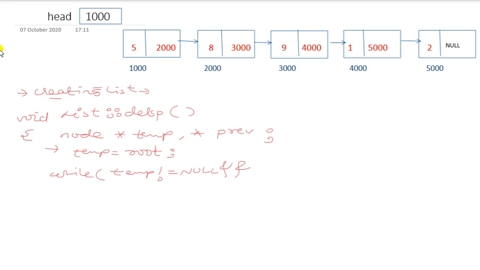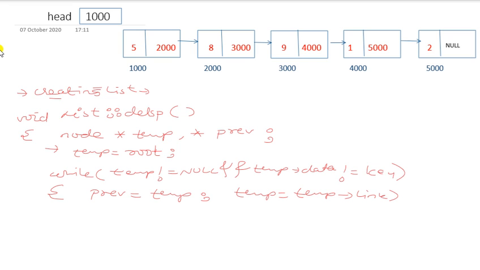And how will you search? If temp is not equal to null and if temp data is not equal to key, then only you have to move ahead. If there is a match, it means it is found. So temp represents the node to be deleted. While traversing, you need to keep track of your previous node also. So the current temp will become previous and the new temp will be temp's link. We keep track of previous.